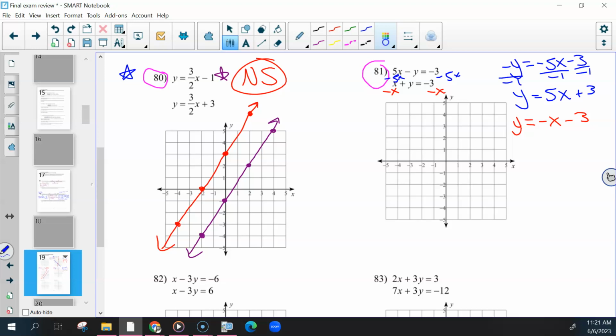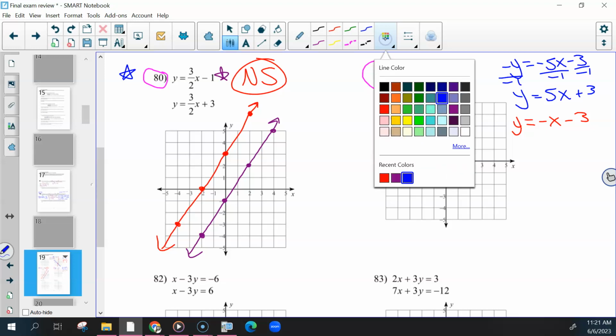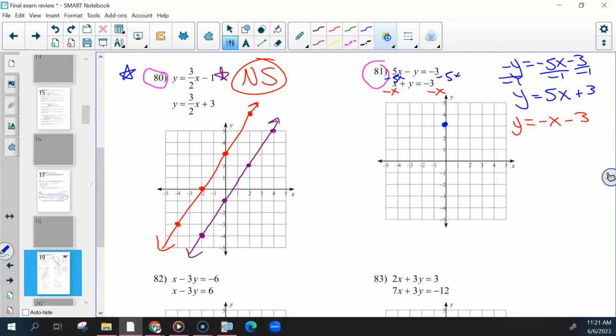And then graph them both. Starting at the y-intercept 3, the slope is positive, so we can't go up 5, but we can go down 5 and to the left 1. And then for the other one, start at negative 3. The slope is negative, and it's negative 1 over 1, so up 1, left 1, as many times as possible, and down 1, right 1, as many times as possible. Look at where the two lines cross, and that would be your solution, at negative 1, negative 2.